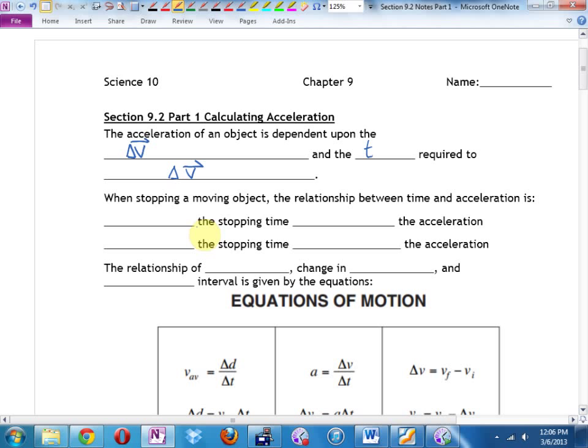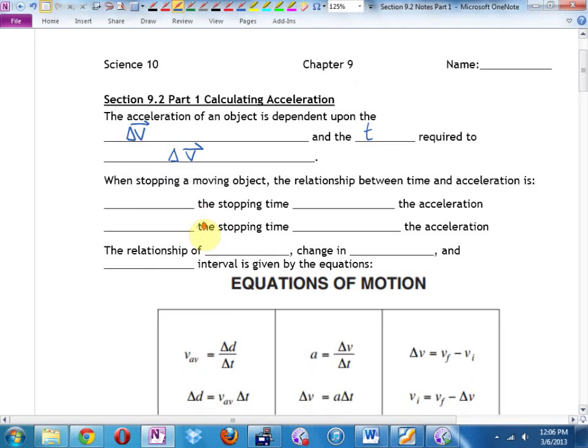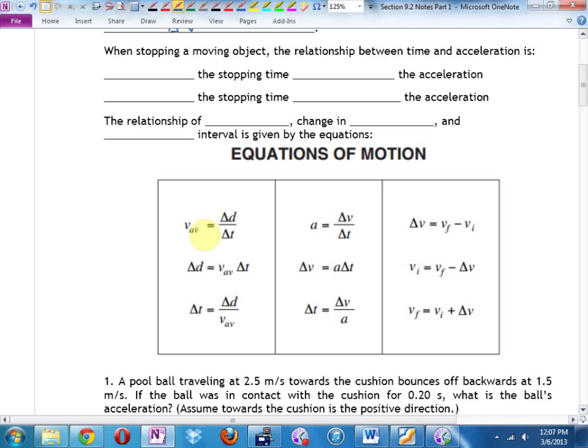When stopping, you know what, we're going to come back to this and see if we can figure it out. Instead, I'm going to jump straight down to here, the equations of motion. This is what you get on your provincial exam. This is what's on your green sheet. What we're going to be looking at for the next couple of days then, Kenzie, are these six here.